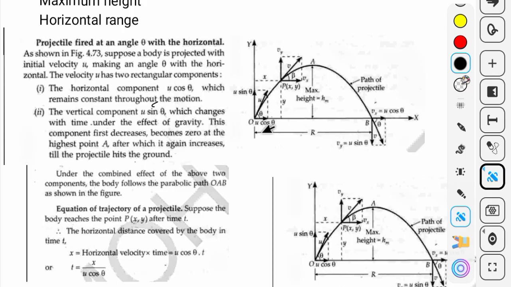The horizontal component, which is u cos theta, remains constant throughout the motion, but the vertical component u sin theta changes with time under the effect of gravity. This component first decreases when it goes up and then becomes 0 at the maximum height, after which it again increases till the projectile hits the ground. Under the combined effect of the above two components, the body follows the path OAB.